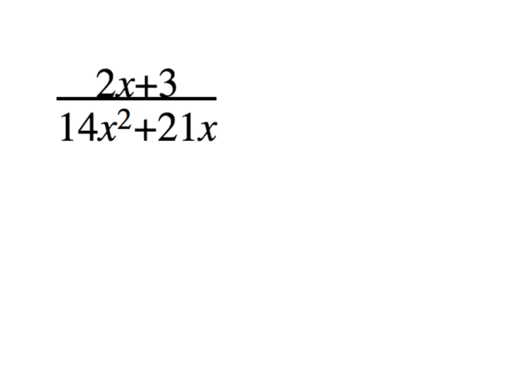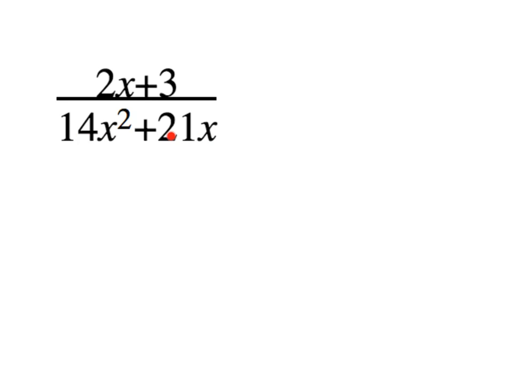In order to simplify this rational expression, first we need to factor the numerator and factor the denominator. Get them both into the factored form. So when I look at the numerator, I don't have a variable in both terms, so I can't factor out a variable. And when I look at the number 2 and the number 3, there's not a greatest common factor other than the number 1. So 2x plus 3 is already factored.